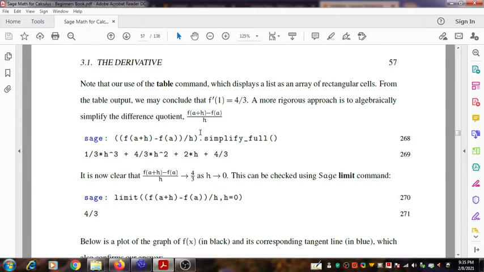For that, what we can do is take this expression and expand it thoroughly, completely. For expanding it, you can use the command simplify_full. We are going to try that. Because we have already defined f(x), that function is there in the memory of the SageMath system. So we can try this command, and let's see what we get.